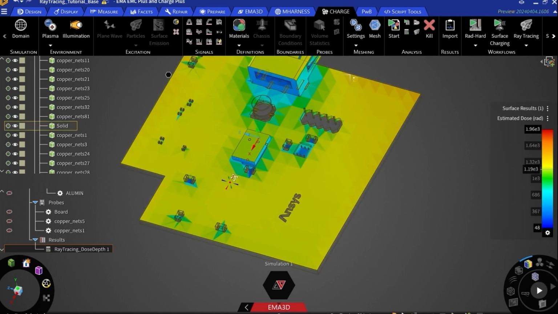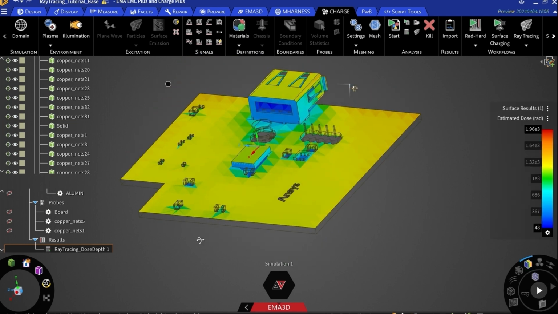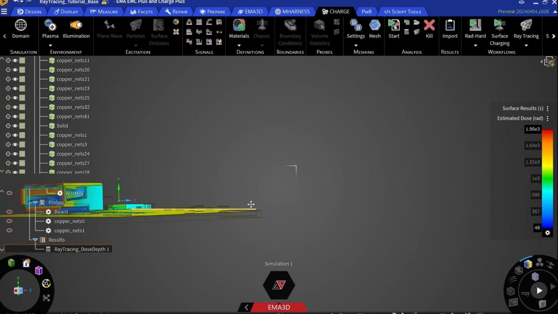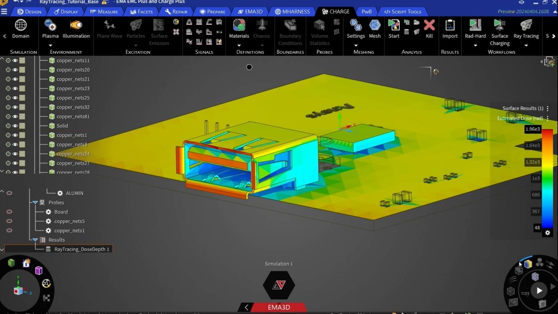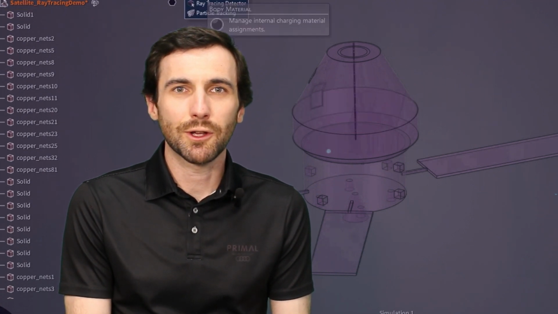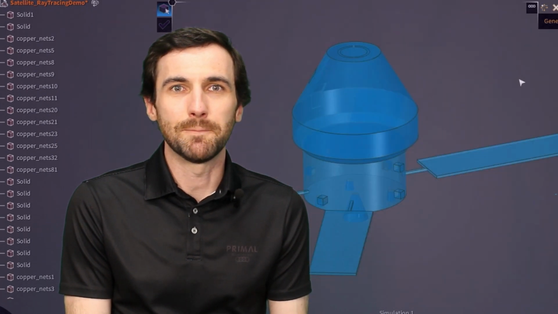This will help you understand with high accuracy where the problems are and how to make changes to your design to make sure that you're staying below the requirements that are imposed for your mission. From this example of rad-hard simulations, you can see how valuable and critical it is to be able to simulate ionizing dose on your PCB.